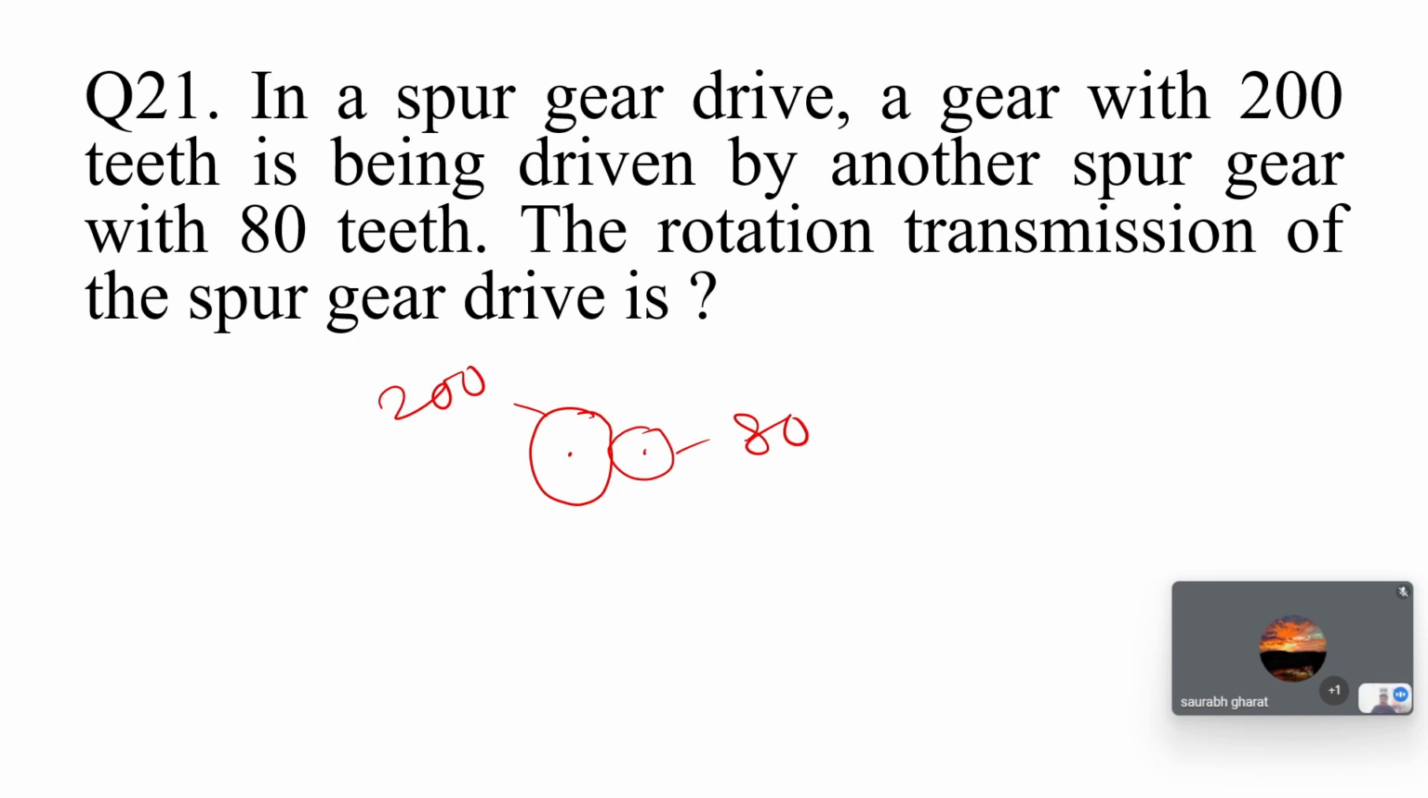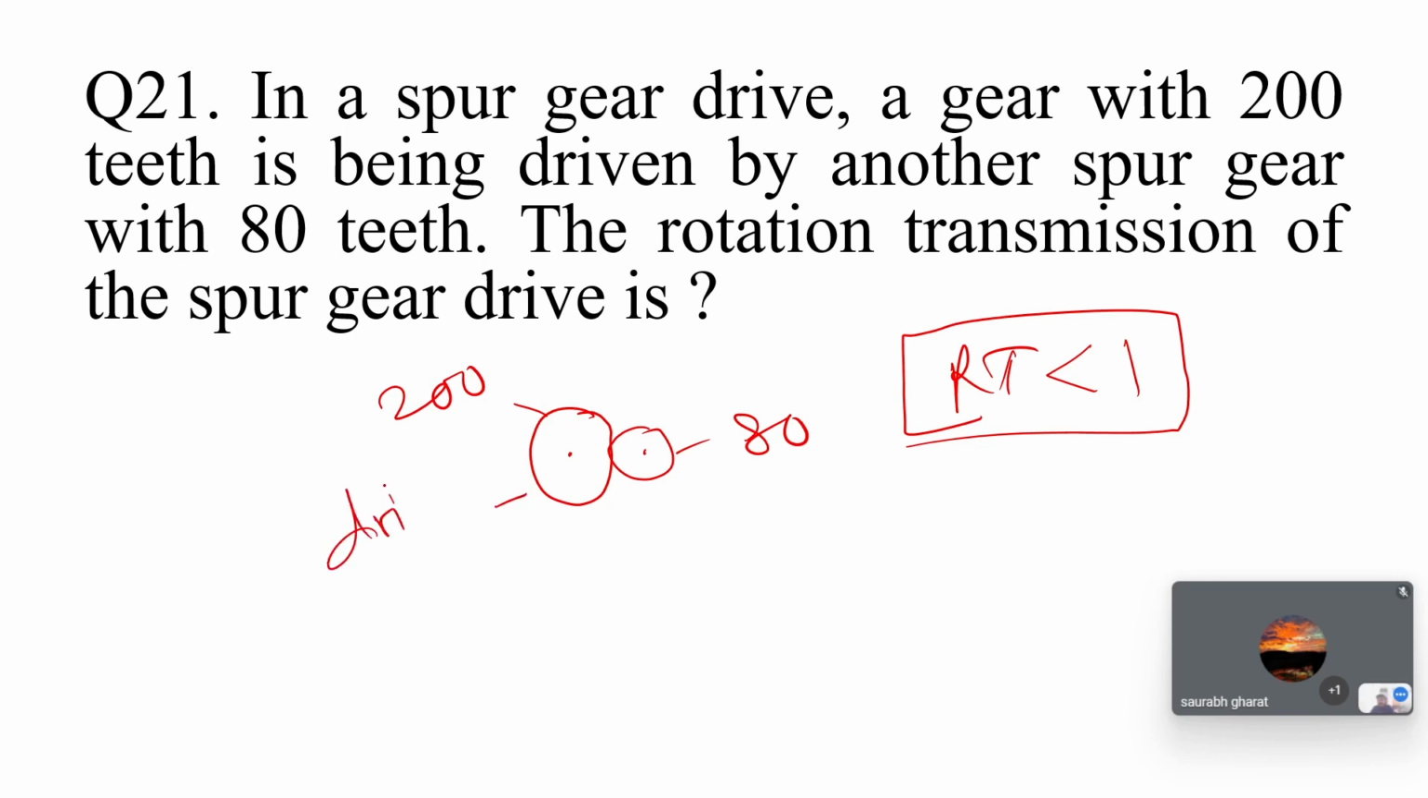So you can get your RT, which will obviously be less than one. But how much, you have to find by the formula. So this is your driven. You see, the gear with 200 teeth is being driven by another spur gear with teeth 80. So this is your driver.